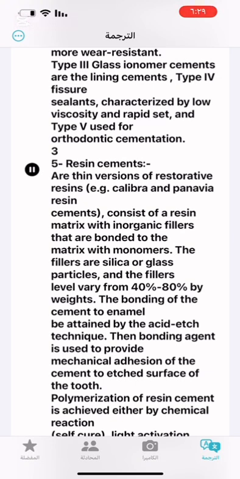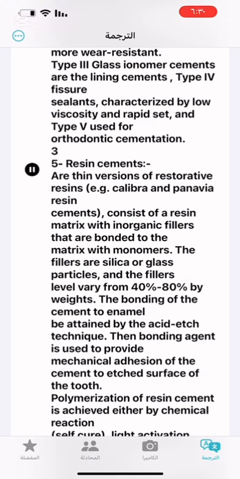Cavity liner and cement base. 3. Zinc polycarboxylate cement. Zinc polyacrylate cements, or zinc polycarboxylate, are supplied as a powder and a liquid, or as a powder that is mixed with water.